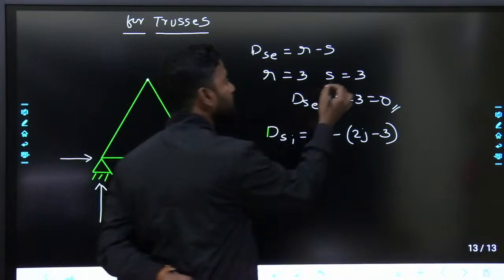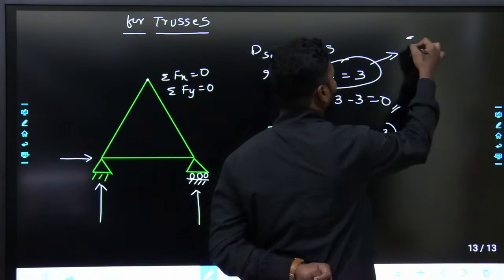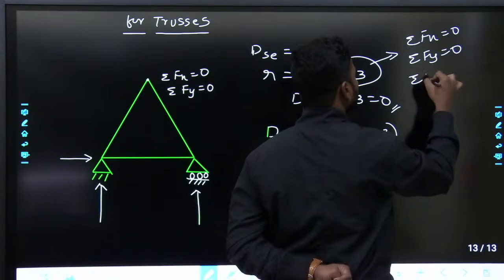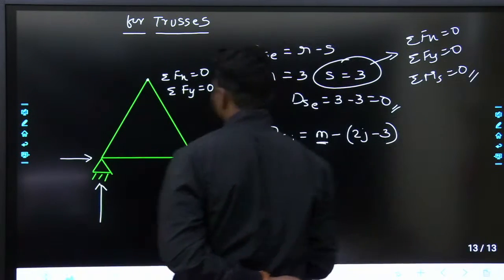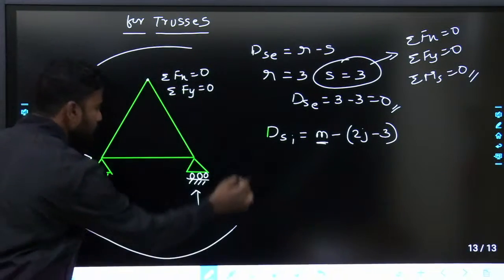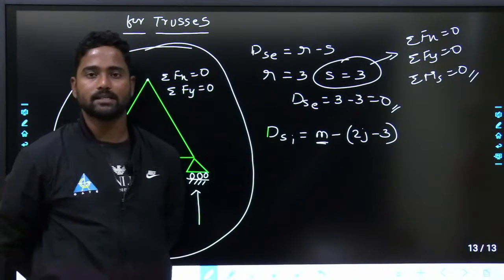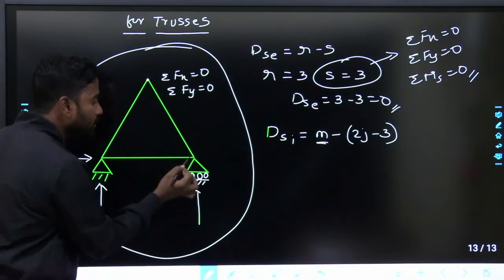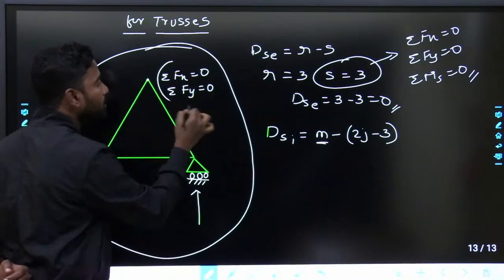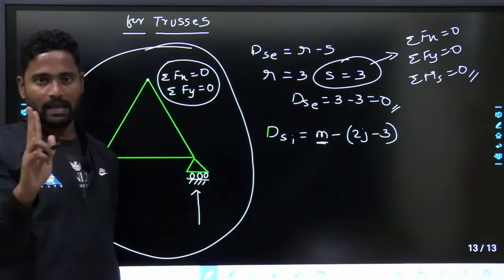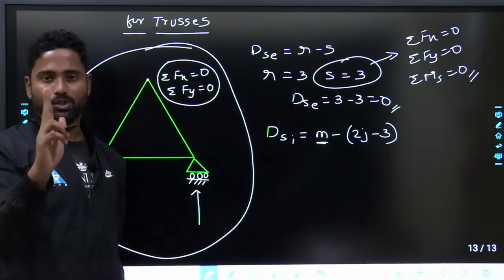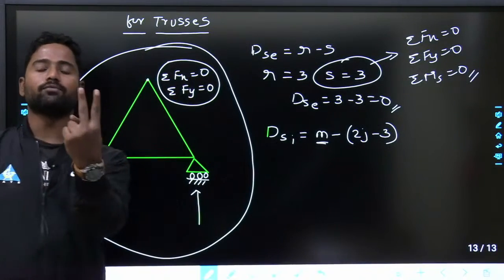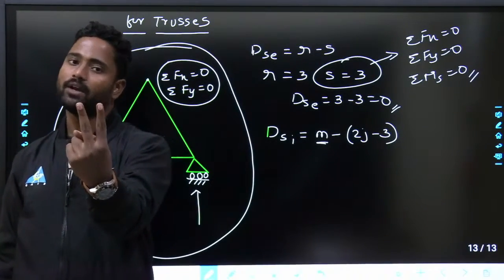See, if I say S is equal to 3, this is for the overall truss. Sigma fx equals 0, sigma fy equals 0, and summation of moments about any of the supports equals 0. This is for the overall truss. For the overall truss, equilibrium equations is 3. But at each and every joint, number of equilibrium equations is 2. So that means at this joint, if there are 2 equations, you can find out 2 forces. Fine. 2 forces you can find.